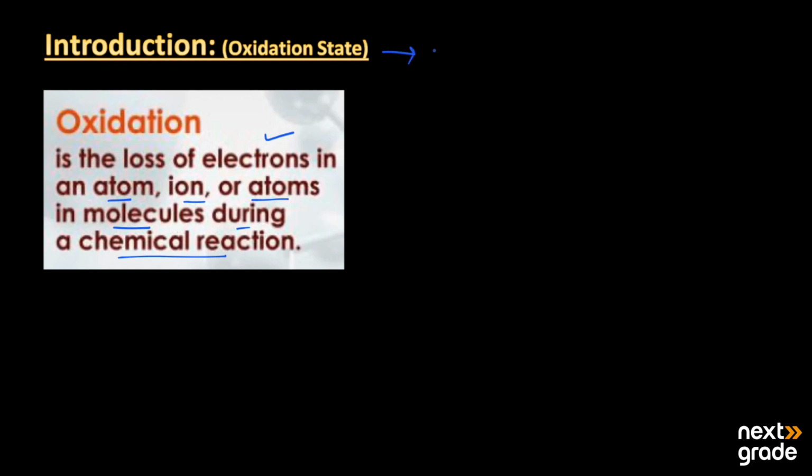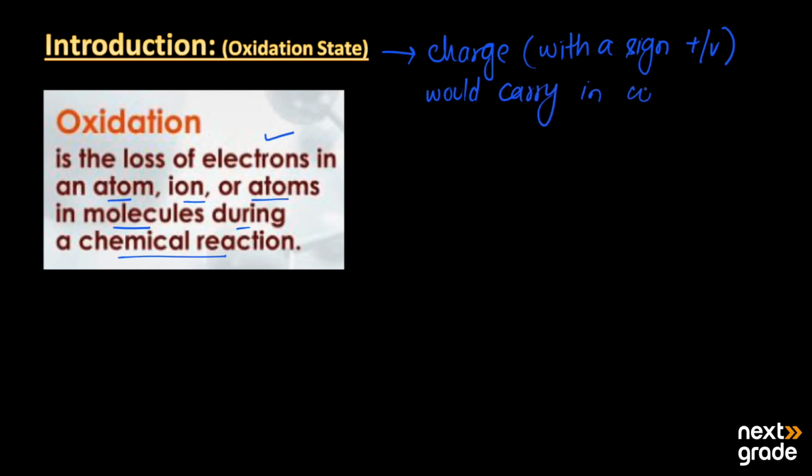defined as the charge with a sign. It may be positive or negative, the charge with the sign that an atom would carry in a compound. That apparent charge on an atom will be known as its oxidation state.